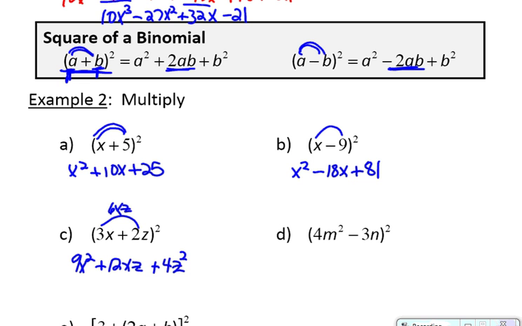So D, a little bit tougher. I need to square 4m squared, so that's going to be 16, and then m squared times m squared, that's going to give me m to the 4th. When I multiply these two terms, I'm going to get 12m squared n, and I want to double it, and it's actually a minus 12m squared n. So when I double it, I get minus 24m squared n, and then plus 3n times 3n is 9n squared.